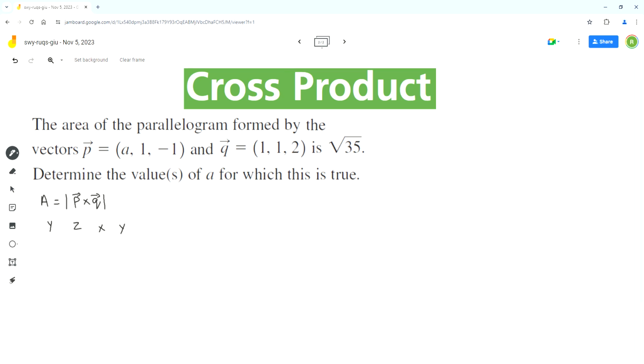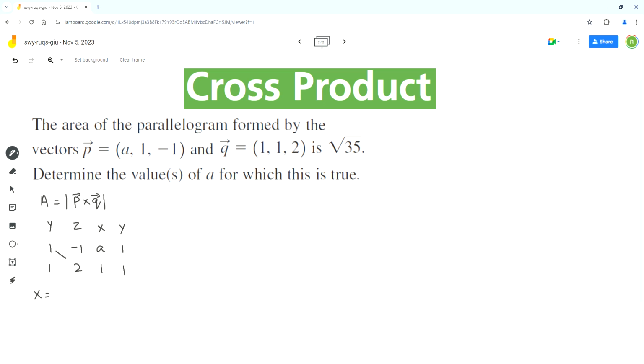So for vector p, the y component is 1, z component is -1, x component is a, and y component is 1. For vector q, y component is 1, z component is 2, x component is 1, and y component is 1. Now we can find the x, y, and z components of the cross product of these two vectors. So we start with the x component, and for that we should cross multiply the y and z components.